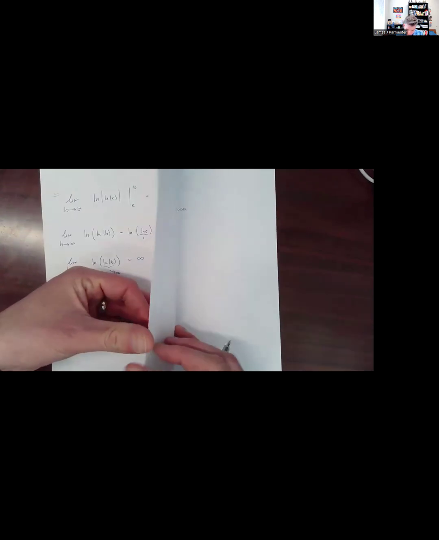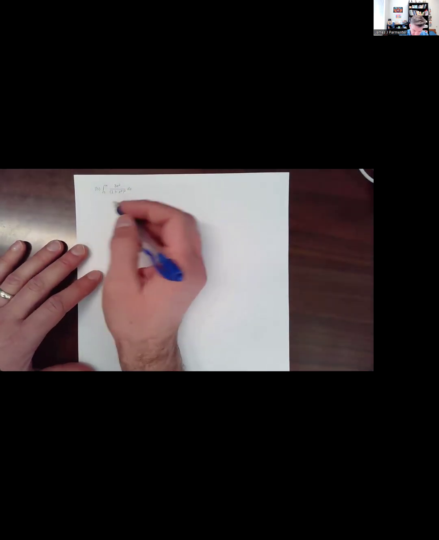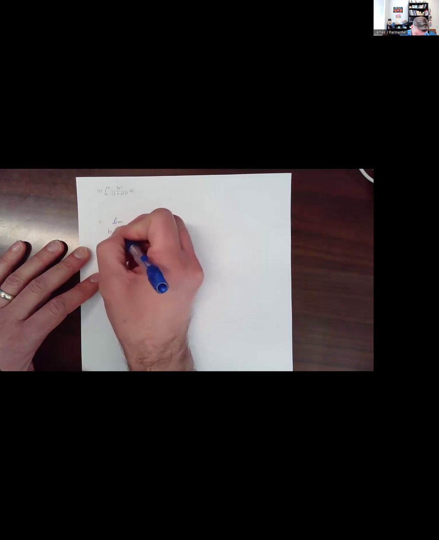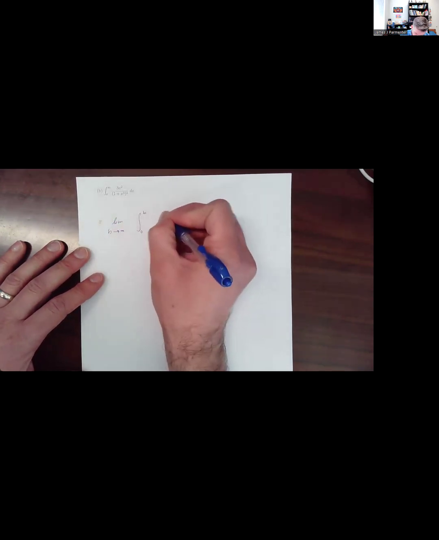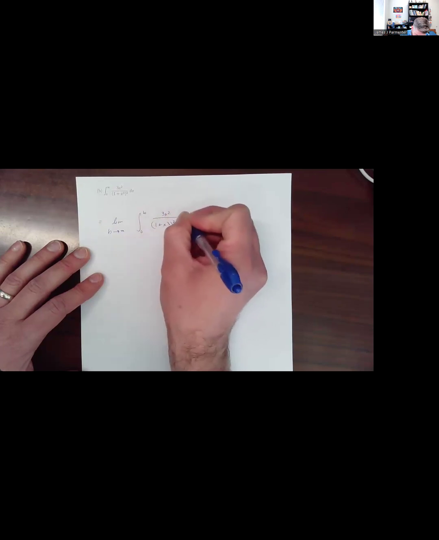The next one. I did not give one. So same sort of deal here. We have an infinity, so we're going to rewrite this as the limit as b goes to infinity of the integral from 0 to b of 3x squared over (1 plus x cubed) squared.